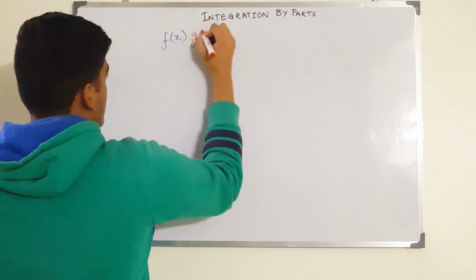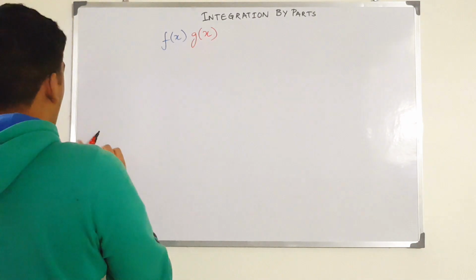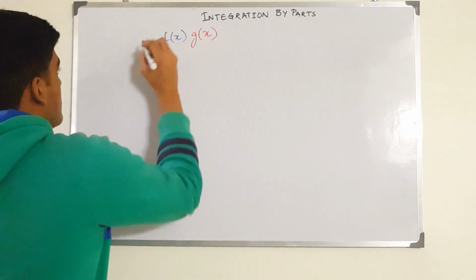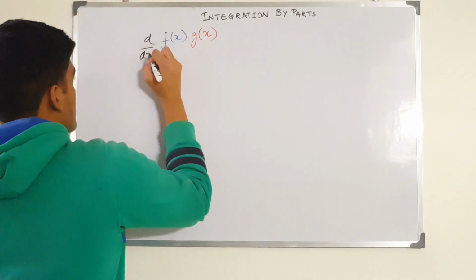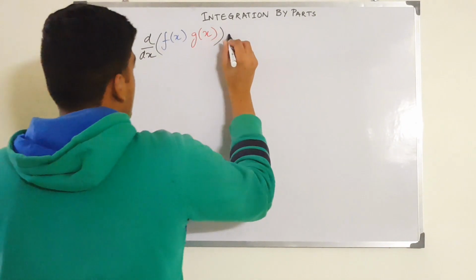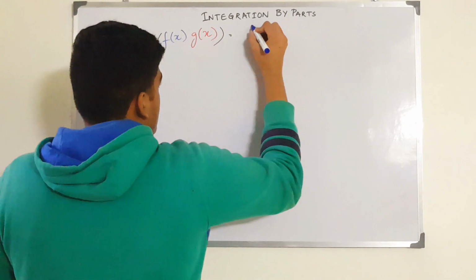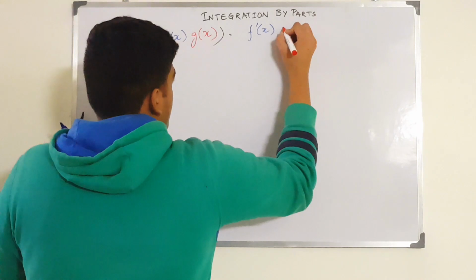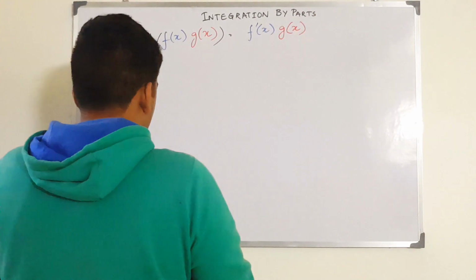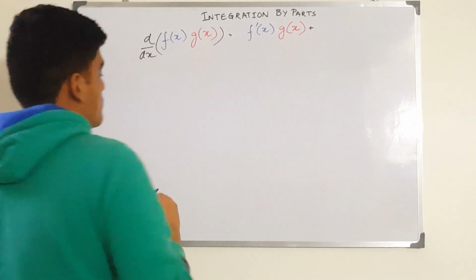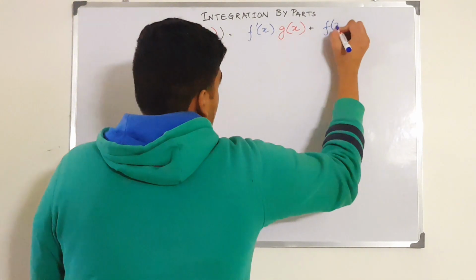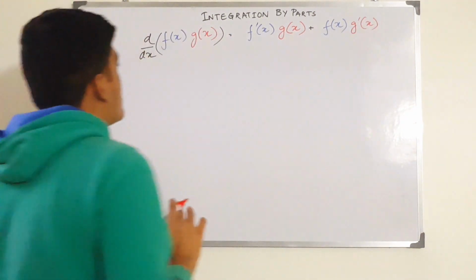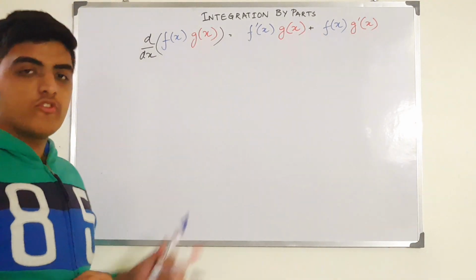When two functions of a variable, say x, are multiplied, and when we go to differentiate these two functions, we get the differentiation of the first function multiplied with the second function, which is added to the first function multiplied with the differentiation of the second function. This is the product rule in differentiation.